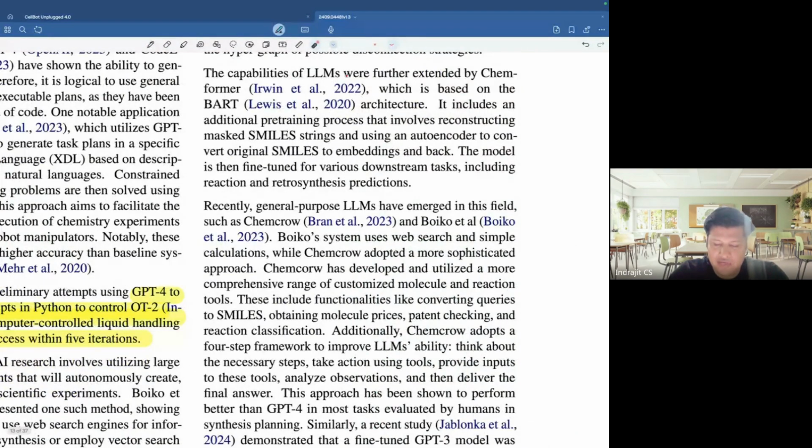So the capabilities of LLMs are further extended by K-Informer, which I talked about earlier in my previous session, and which is based on BART. The BART architecture is one of the other models that came up around 2020, which is again another way to use the encoder-decoder, but it has a little bit of changes in terms of how this architecture is being used. It includes an additional pre-training process that involves reconstructing masked SMILES or FASTA files, so SMILES strings, and using an autoencoder to convert original SMILES to embeddings.